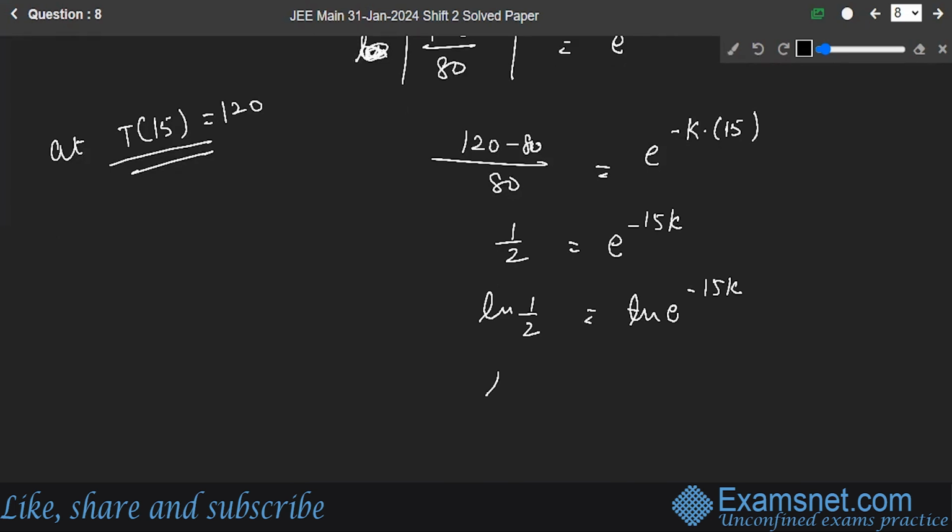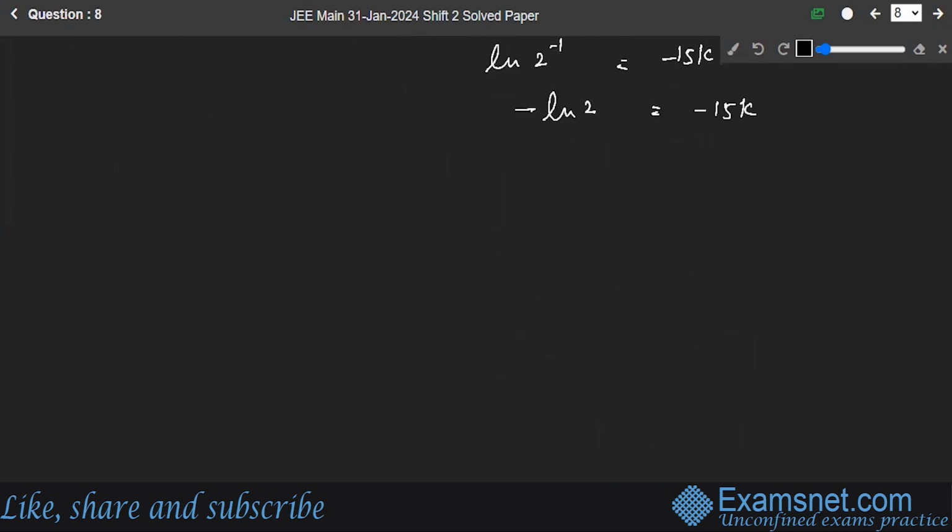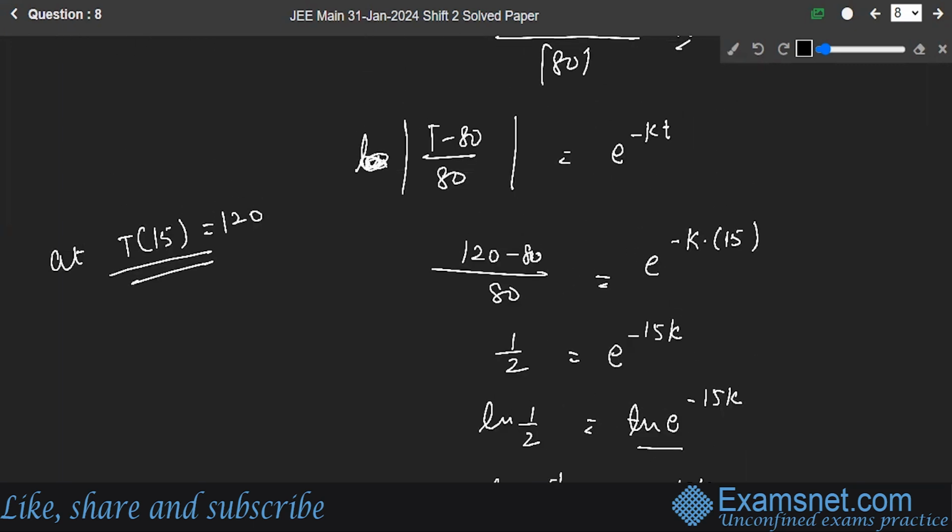So I can write it like this. Log 2 raised to power minus 1 is equal to minus 15K, because log e raised to power something becomes that variable only. So this becomes minus natural log 2 is equal to minus 15K, or this is the value for K. This will be log 2 upon 15. Now, what does your equation become? This is your equation.